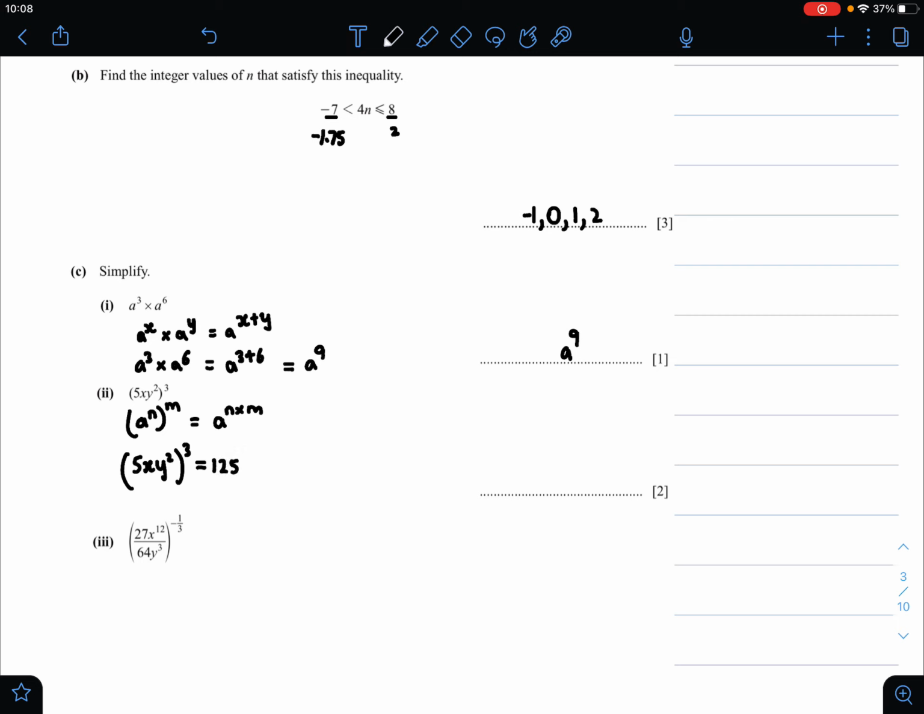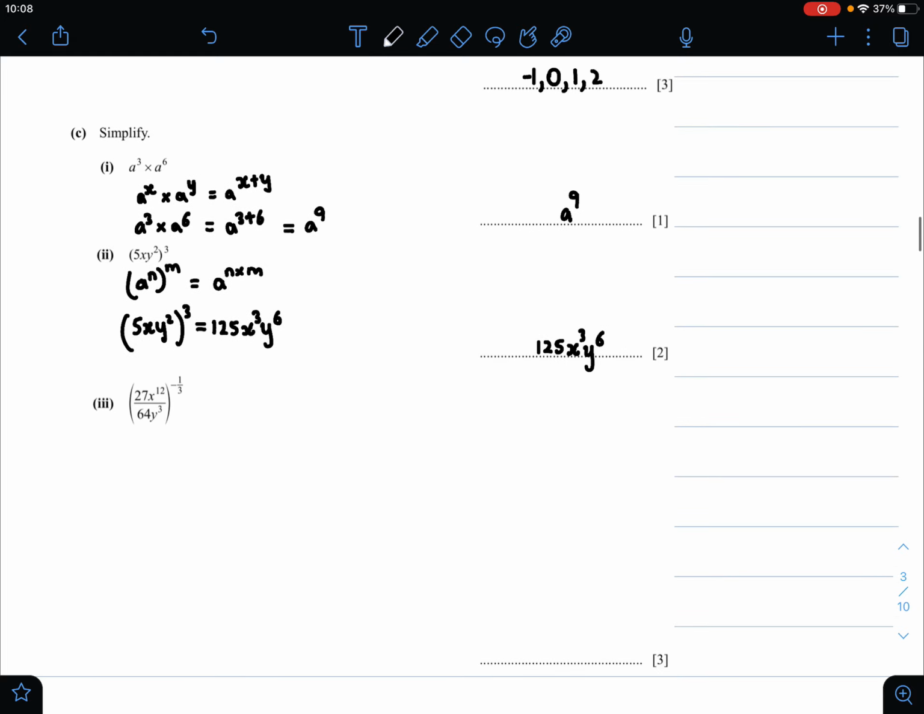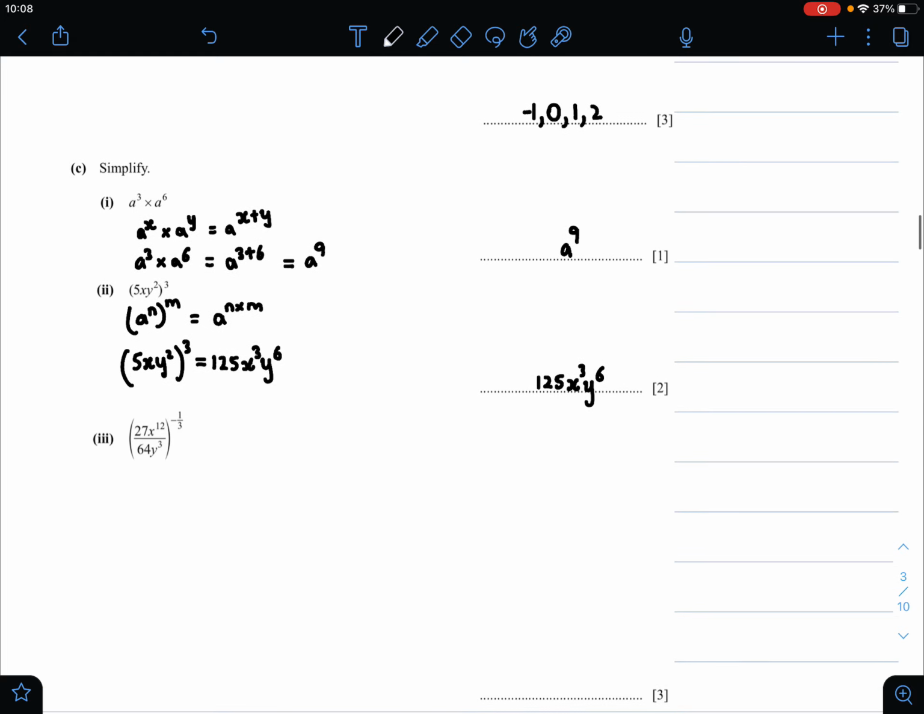x raised to 3 is going to be x cubed, and as we said, for y squared we will use the rule that I wrote above. So 2 multiplied by 3 is equal to 6, so it will be y raised to 6, and therefore your final answer for part C2 will be 125 x raised to 3 y raised to 6. Now let's move to part C3, where they are asking you to simplify this again.